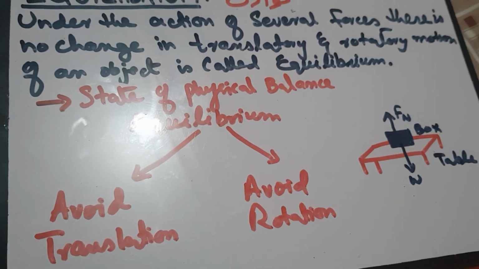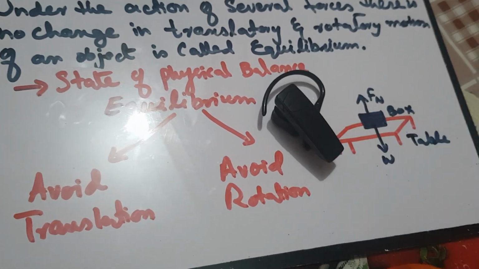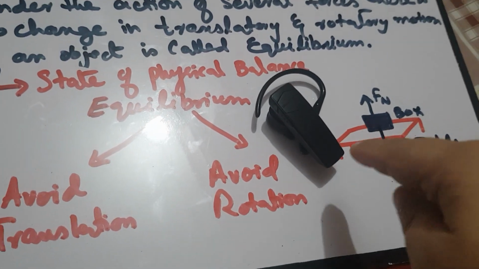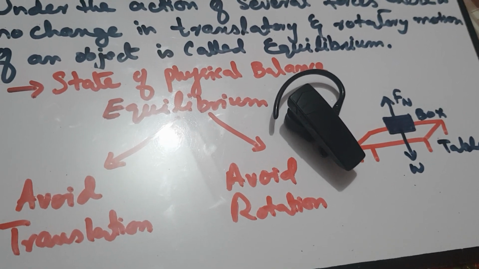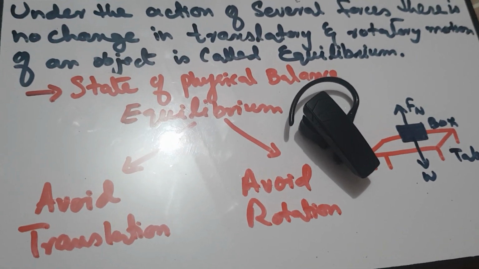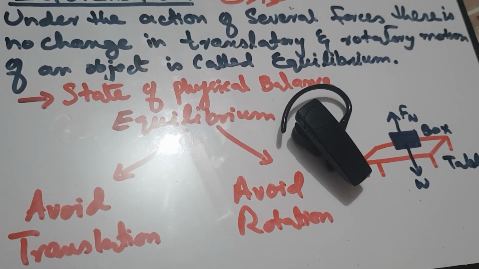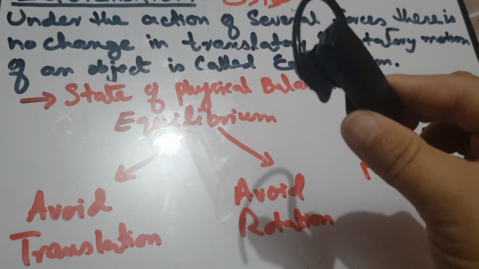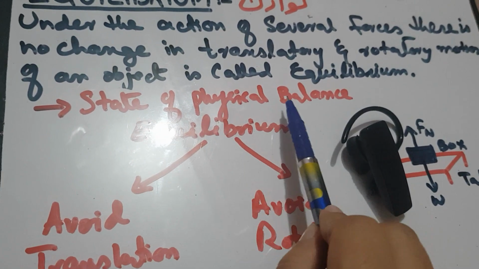For example, if I take this object and place it on the top of this whiteboard, and if this object is not in a state of any kind of motion, for example, neither is it in a state of translatory motion nor in a state of rotatory motion, it means that this is in a state of rest. A state of rest means this is the state of physical balance.